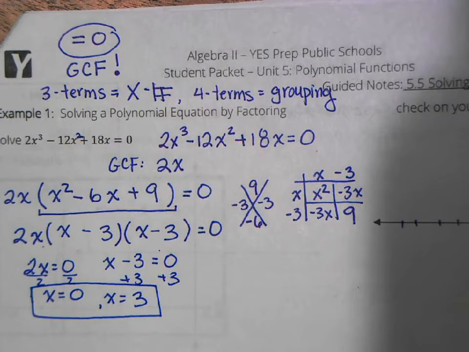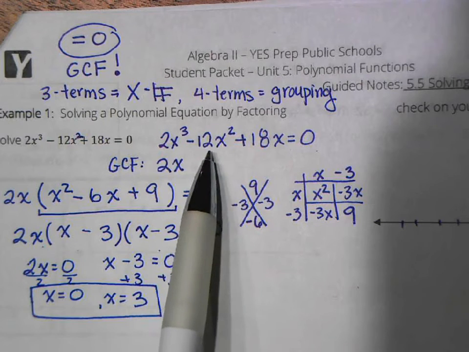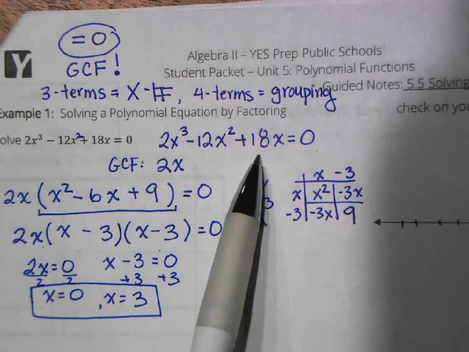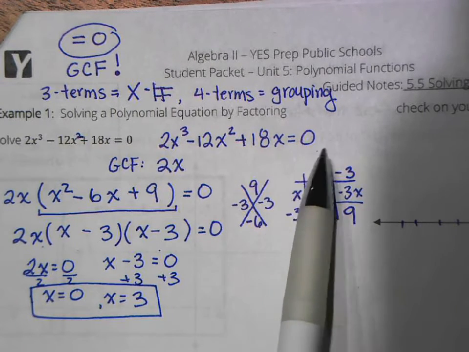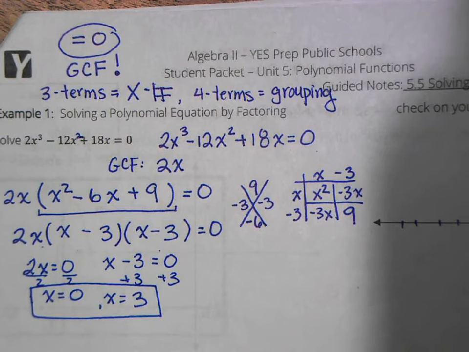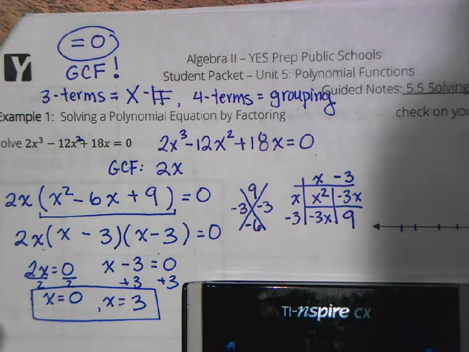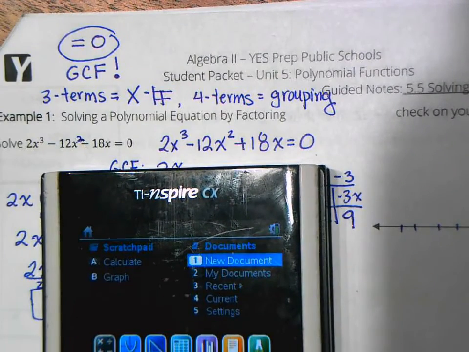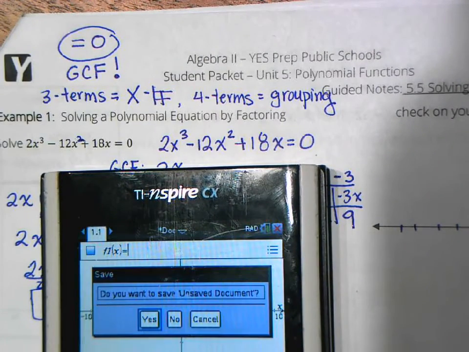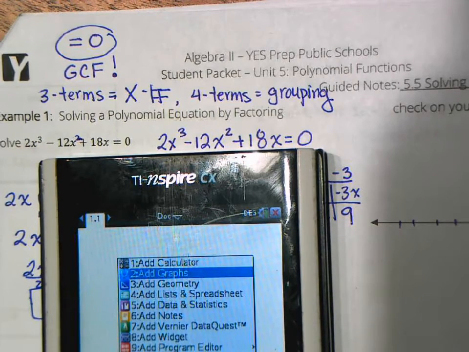Now, you could definitely check it on your calculator. You can graph this equation, 2x cubed minus 12x squared plus 18x, as one graph, and then graph y equals 0 as the other graph, and find the intersection. Another way of thinking about it, you're finding zeros of the graph. So I'm going to go to my calculator, go to new document. No, I don't want to save anything. Add a graph.